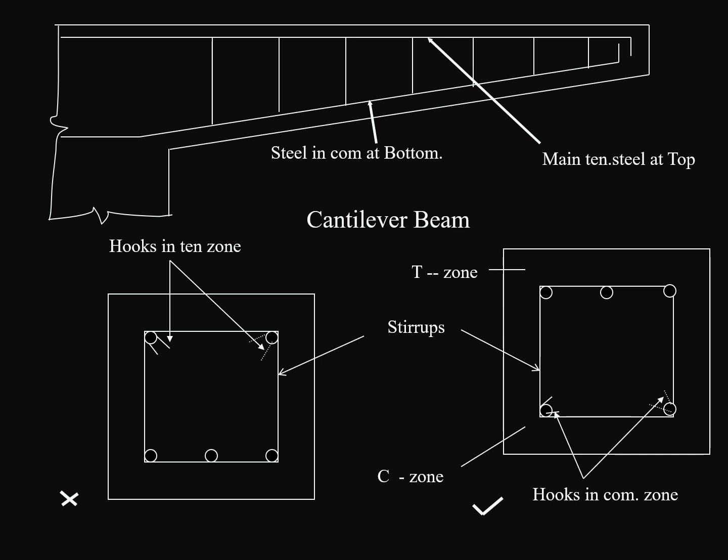You can see in case of a cantilever beam, the tension will be on top, compression will be at the bottom. The hooks provided in the first section on the left side below are shown in the tension zone, that is on the upper side. Hooks should not be left in the tension zone. They must be in the compression zone. That is why the right section shows the hooks provided at the bottom, that is in the compression zone.